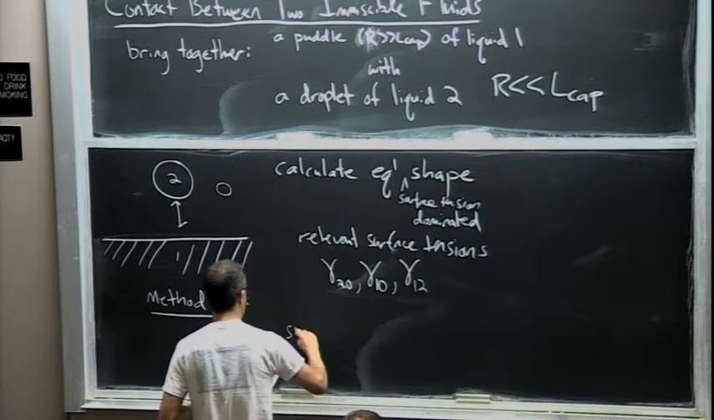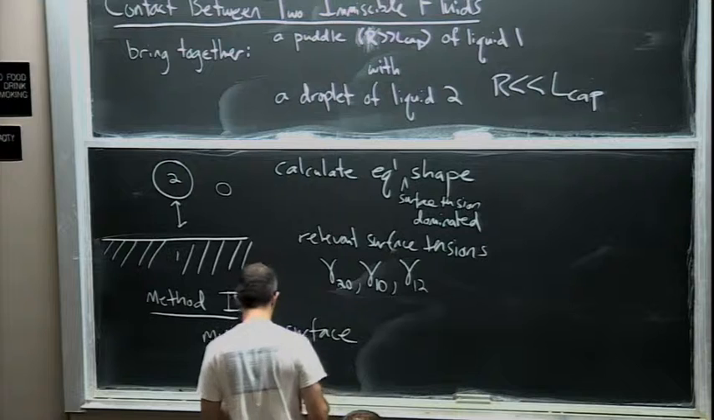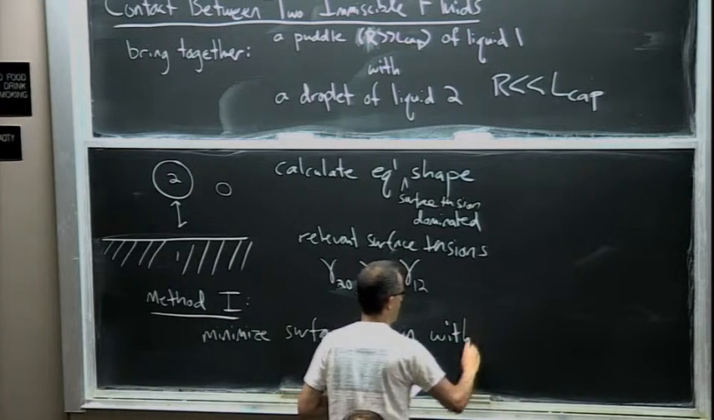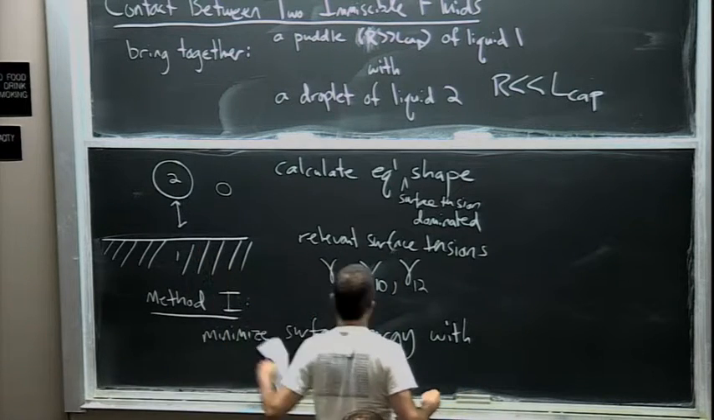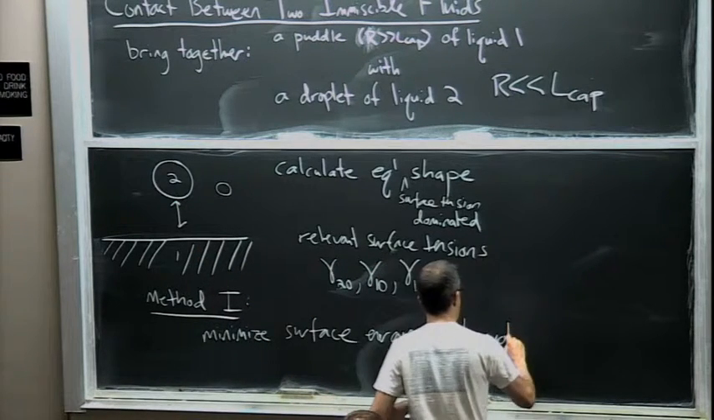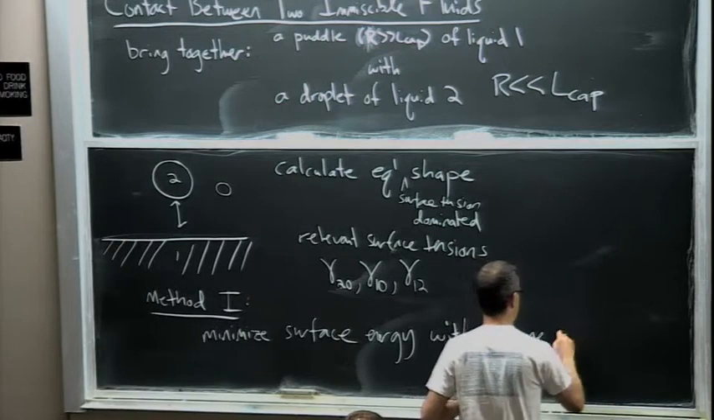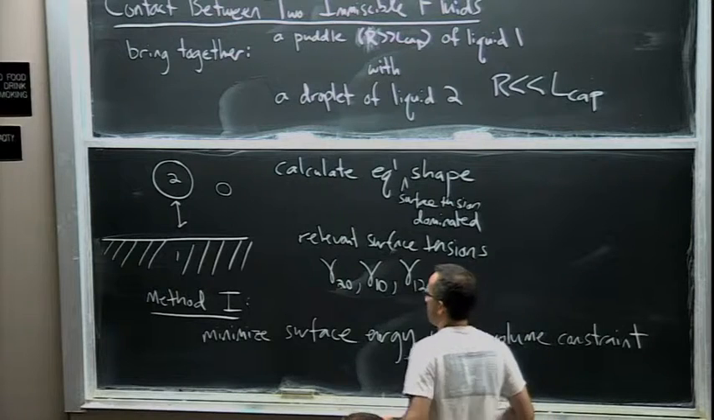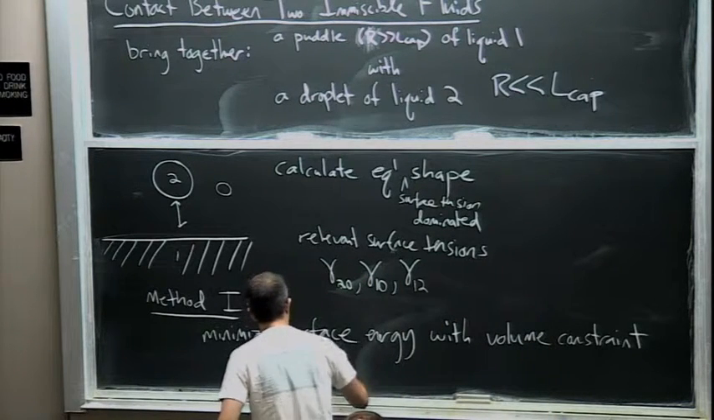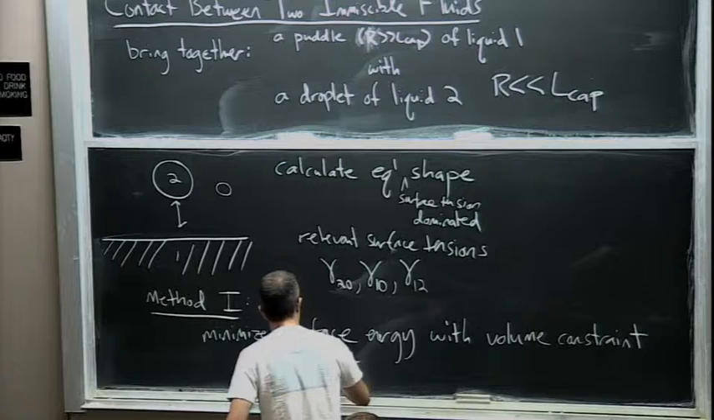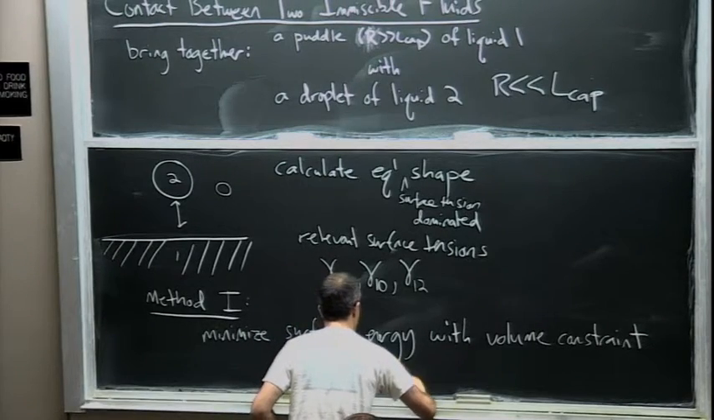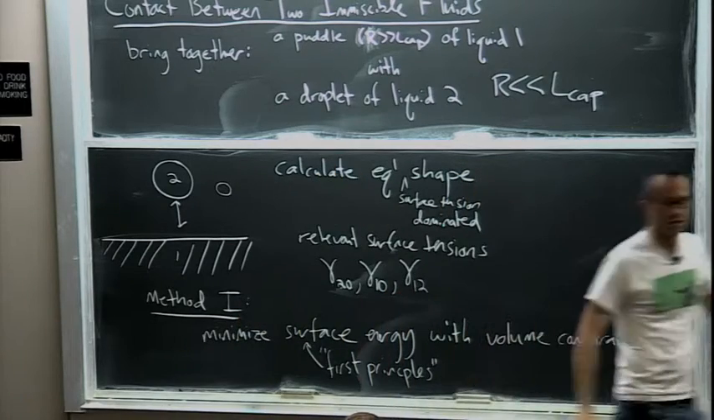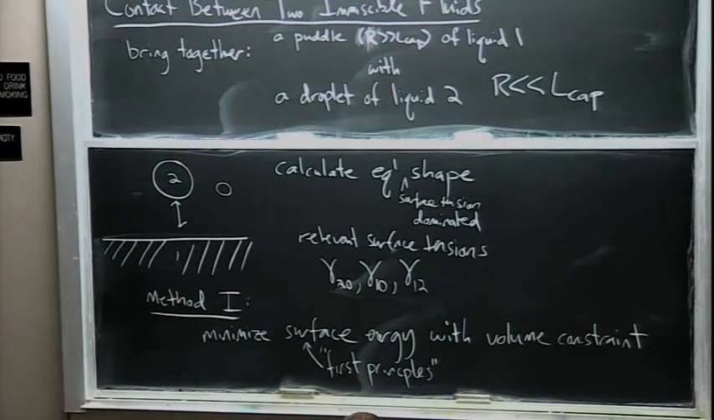the surface energy with what constraint? Yeah, you gotta. These are incompressible, so you have to conserve volume, with a volume constraint. Now this is sort of, I would say, the first principles way of doing things. So it's very, very physical to say that you want to minimize an energy, right? That's great. You can't be more physical than that.